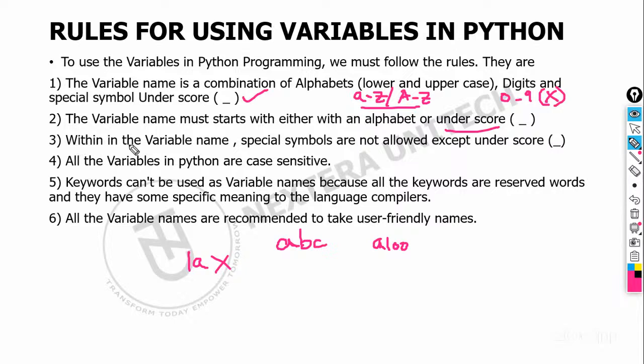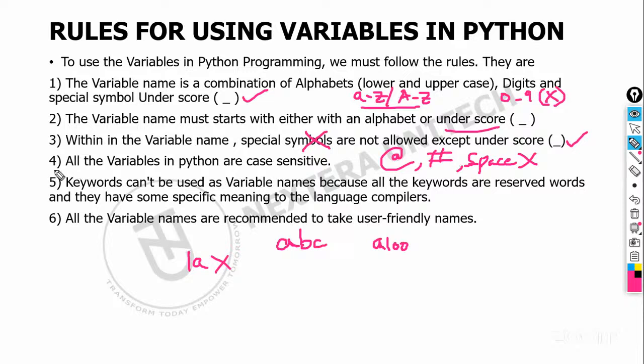What does the third rule say? Within a variable name, no special characters are allowed except underscore. Only underscore is allowed. But apart from underscore, no special symbols are allowed. So that means I cannot use at the rate, I cannot use hash, I cannot use space. These are not allowed. Except underscore, no other symbol is allowed, friends.